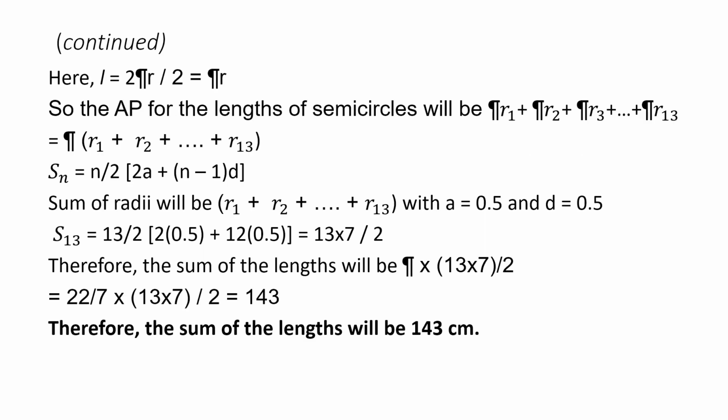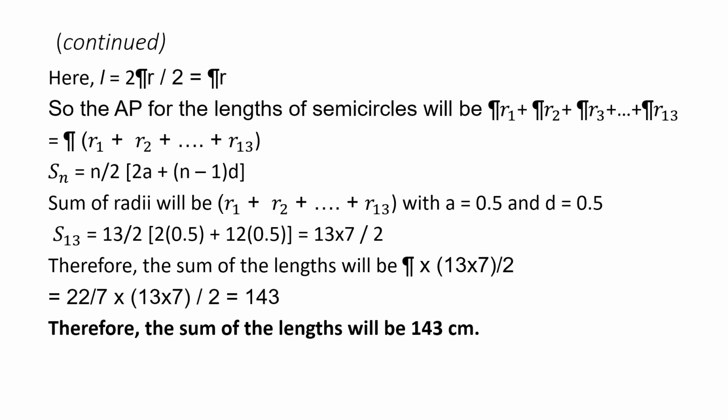Now we know that the perimeter of a circle is 2 pi r. So the perimeter of the semicircle would be 2 pi r by 2, which is pi into r. So the length of the spirals will be pi into r with the respective values of radii. Now the lengths of the semicircles will be pi r1, pi r2, pi r3, and so on up till pi r13.